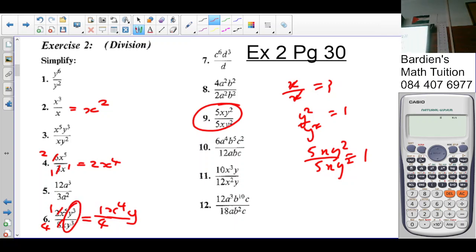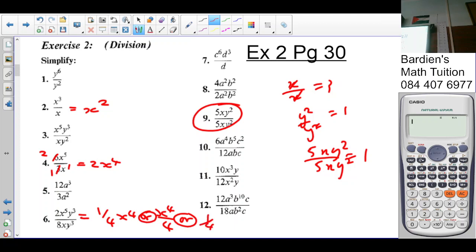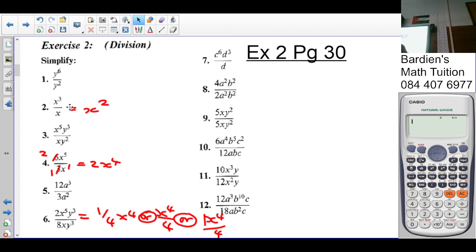So what is the correct answer here? It's going to be 1 over 4 x to the 4, or x to the 4 over 4, or 1 over 4 and the x in the numerator. Any one of those is acceptable. You understand where you're going wrong with that? Right, now you get another chance. Why? Because we want you to get the stuff right. Right, go for it.